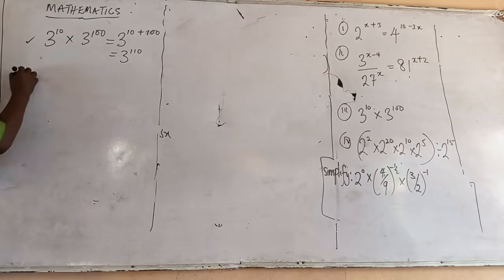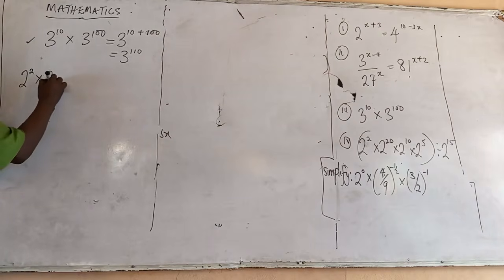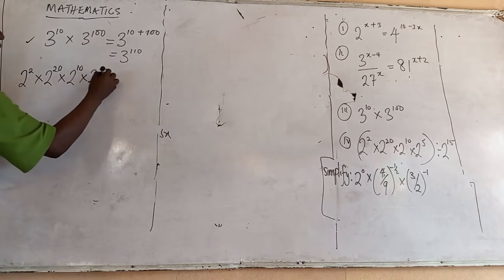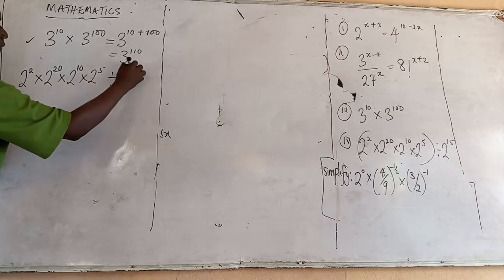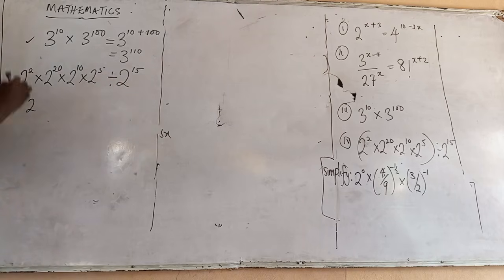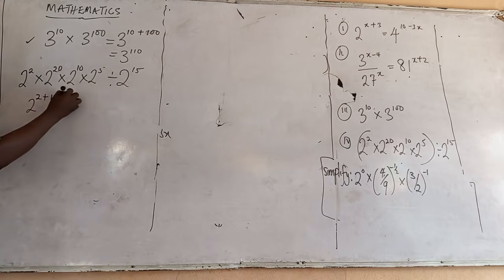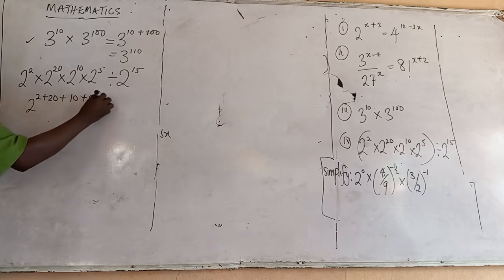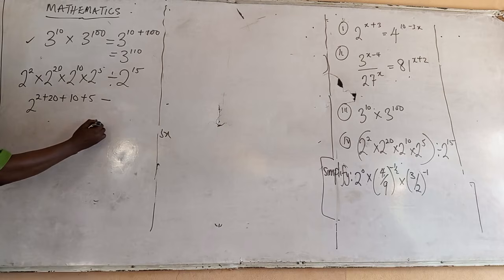Let's go to the second one: 2 raised to 20 times 2 raised to 2, divided by 2 raised to 15. So what do we do? Take one base, then you add up the powers: 2 plus 20 plus 15.